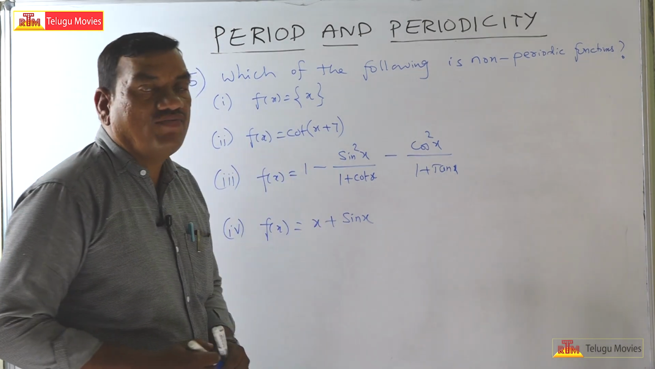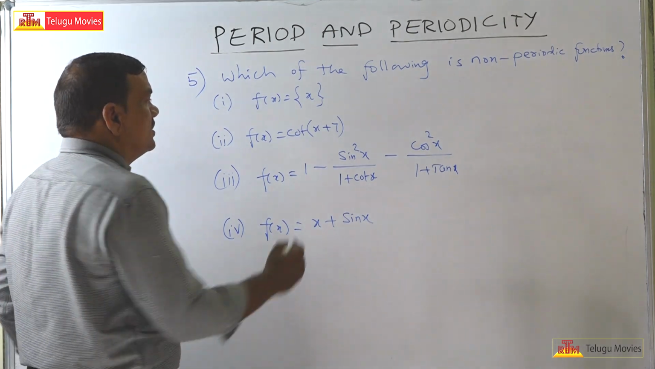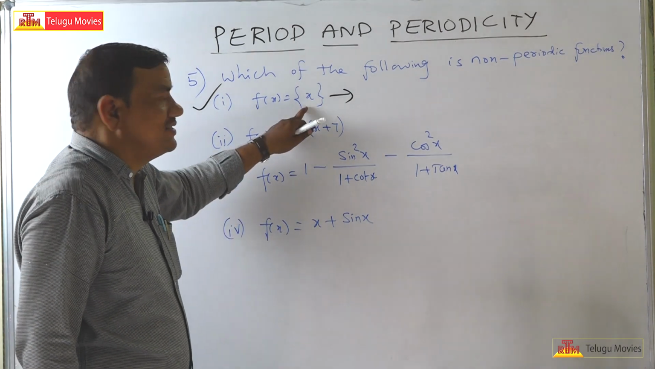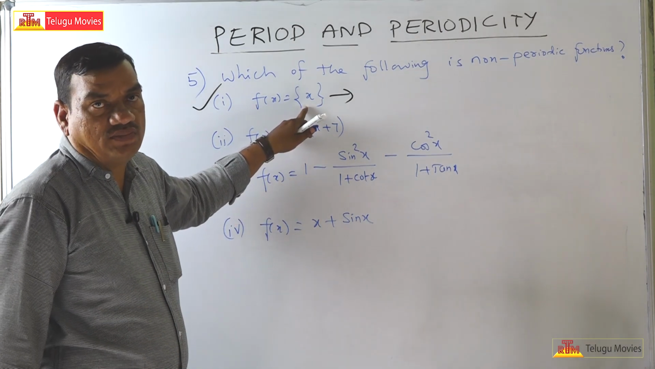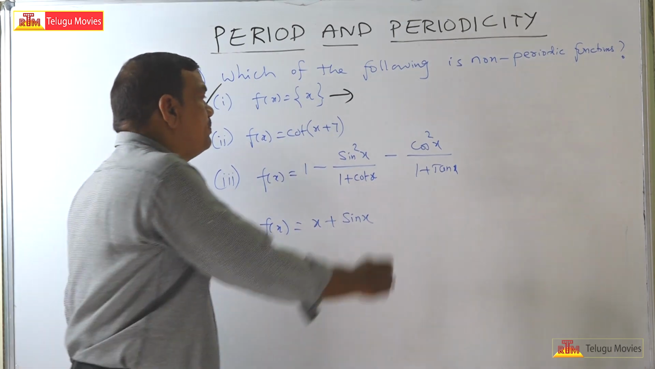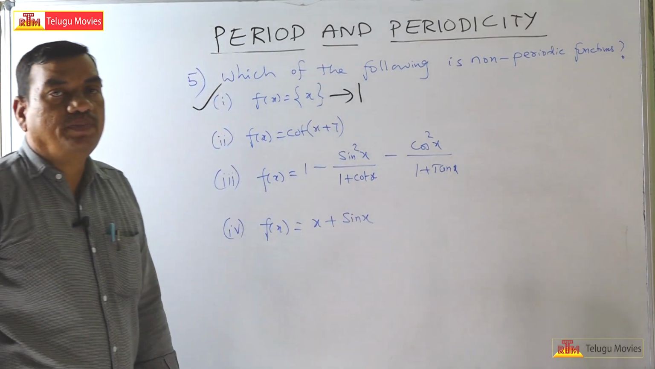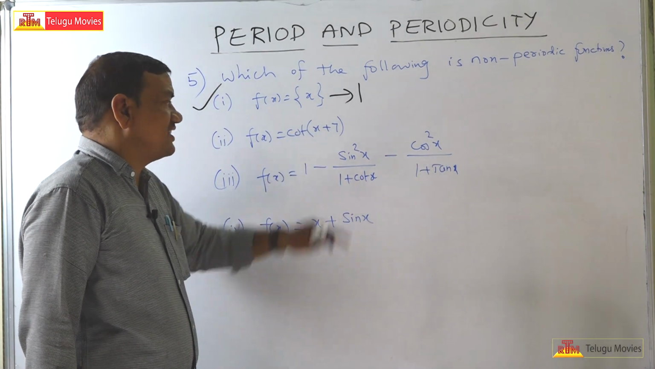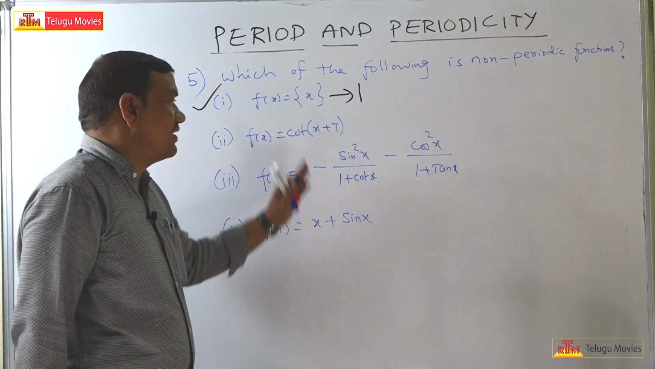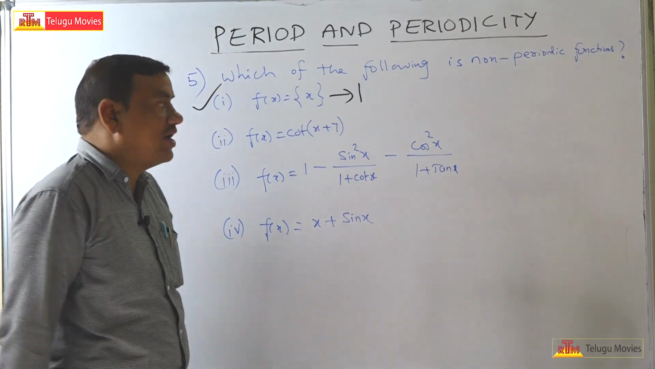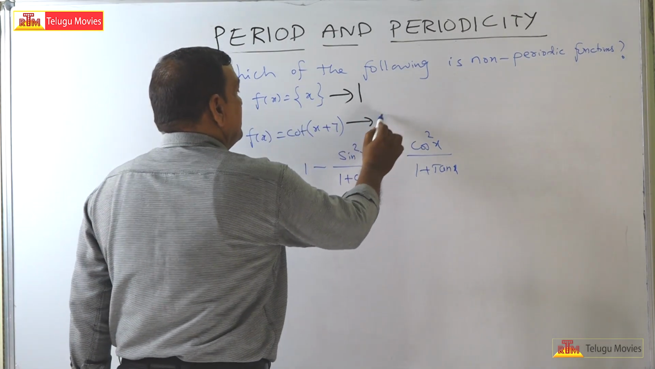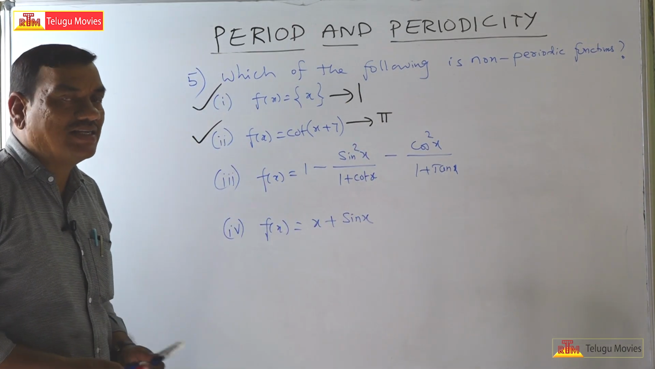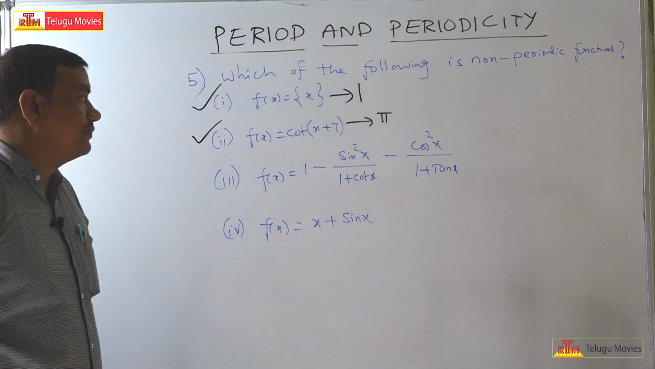See the first function, f of x is equal to, this is clearly a periodic function. Why? Because it is a fractional part function, whose period is 1. And one more thing is cot of x plus 7. It is also a periodic function, clearly, whose period is pi. Tan x and cot x, the periods are pi.